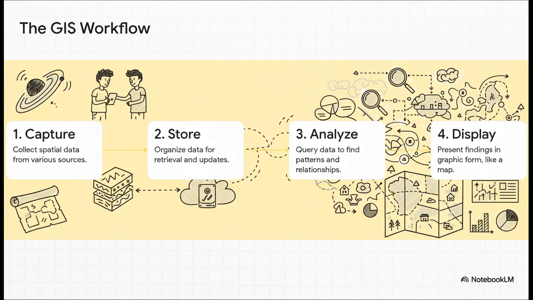The whole process is actually super logical. It follows this really clear workflow. First, you capture the data. You're getting it from satellites, drones, you name it. Then, you store it, but you do it in these neat separate layers. It's kind of like stacking transparent sheets on top of each other. You've got one for roads, one for rivers, one for buildings. Now, the real magic happens in the analyze step. This is where you see how those layers interact, finding connections you would have never noticed. And finally, you display your discoveries on a map for everyone to see.